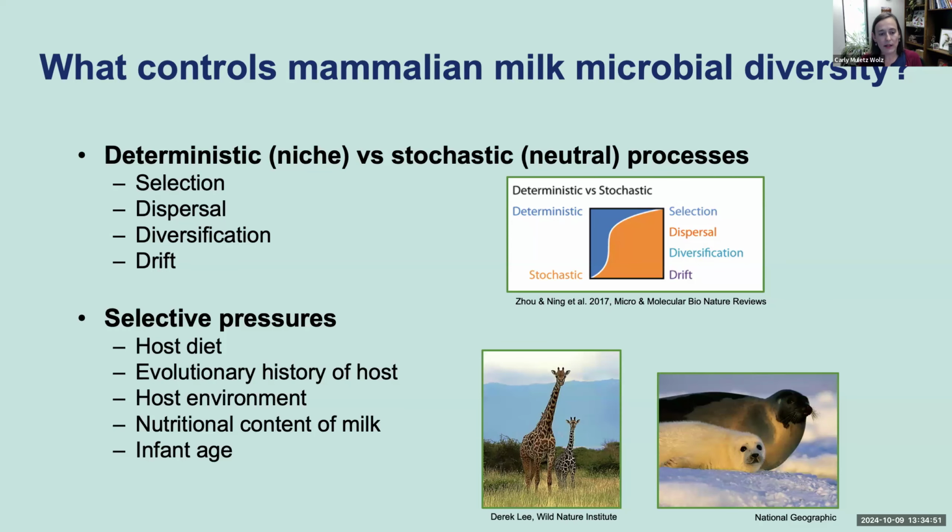And so we've focused on generating this list of what could be the selective pressures, what is causing selection, and what we can actually manipulate or think about to explain why we see these microbes. We have host diet, evolutionary history of the host, environment, the nutritional content of the milk, and infant age.